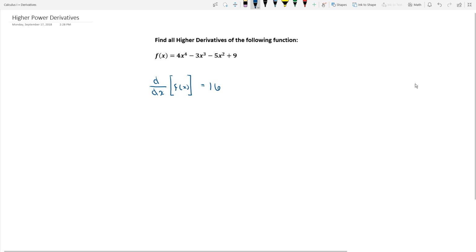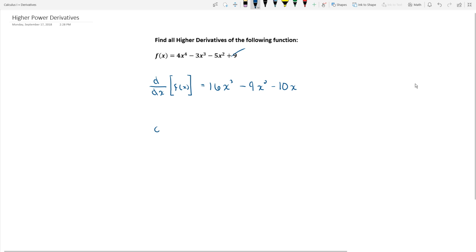So we're going to have 16x to the fourth minus 1, which is 3, minus, and then we'll have 3 times 3 is 9, times x to the 3 minus 1, which is going to give us x to the second, minus 5 times 2, which is 10, times x to the second minus 1, which is just x. And then, of course, we have a constant. Okay, so we have a term that has just a constant and nothing else. That's 0, so that's gone. You can see we're already reducing the number of terms each time we do this.